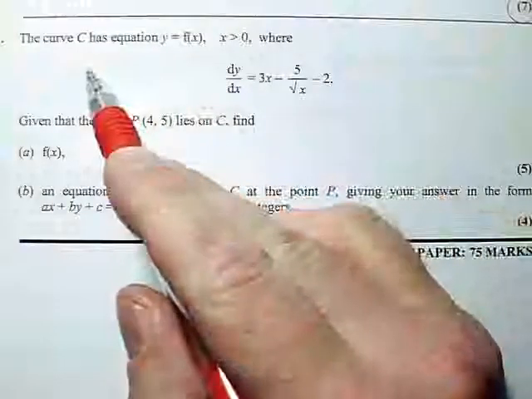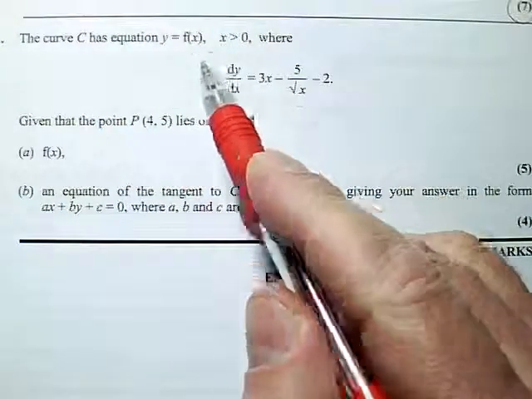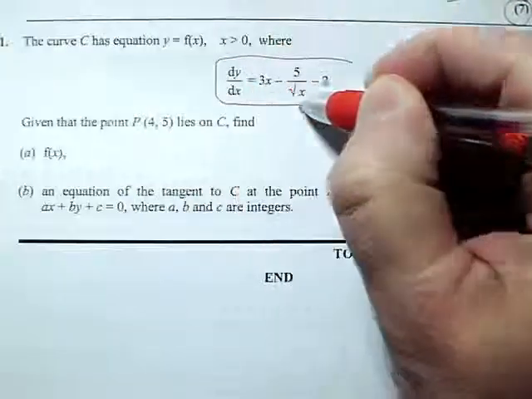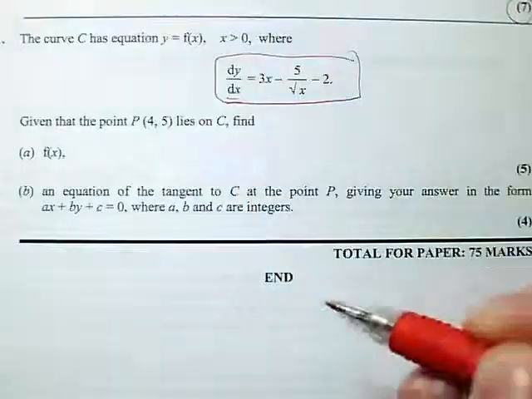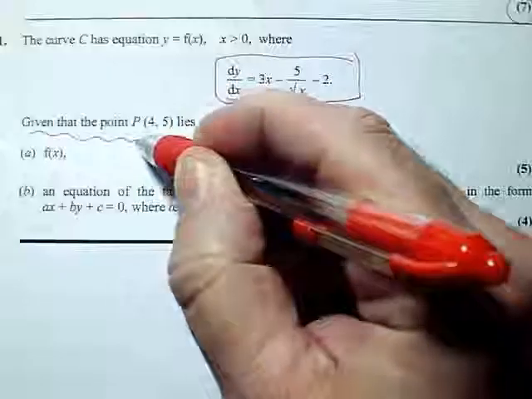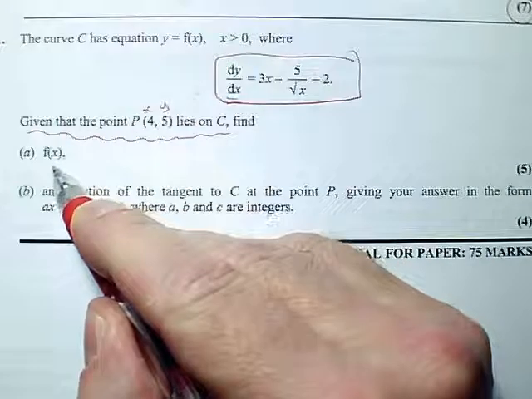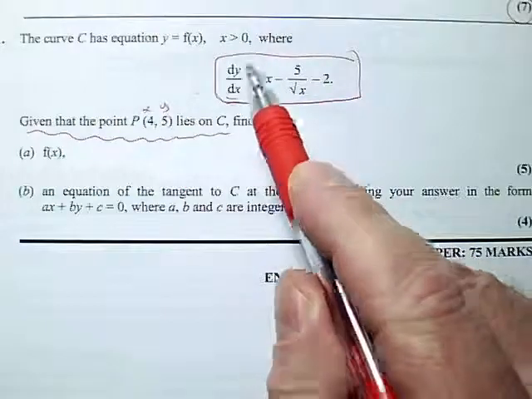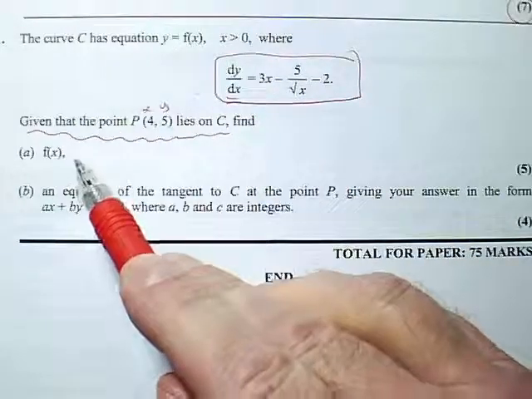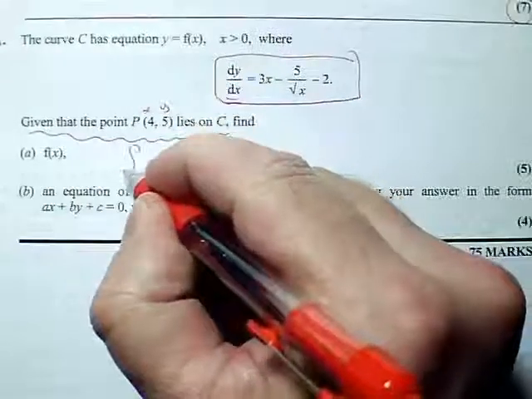Okay, we're given a curve. The equation is f of x, but look what we're given. We're given dy by dx. Okay, this is familiar. We're given a point on it, so we're given an x and a y, and we want to know what f of x is. So we're working back from dy by dx to the original function f of x, so this is integration.